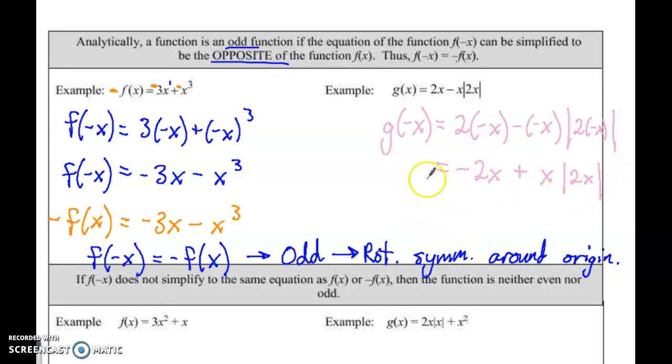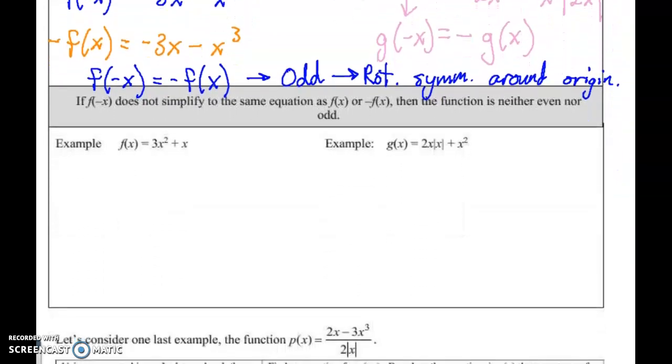And what do you notice of all that? That's equal to the negative, if I were to distribute a negative in here. So g of negative x is equal to negative g of x. So I'll go ahead and just rewrite this straight down. So what does that mean for g of x? It's odd and has rotational symmetry about the origin.